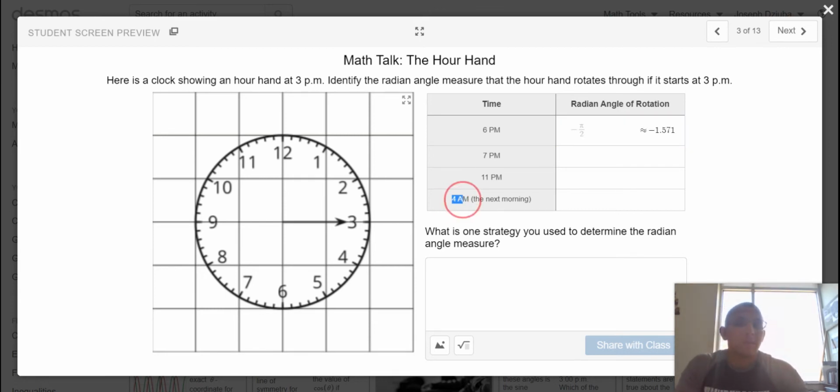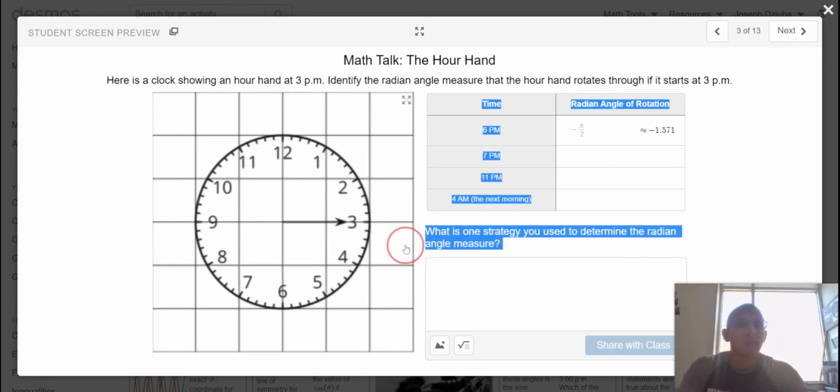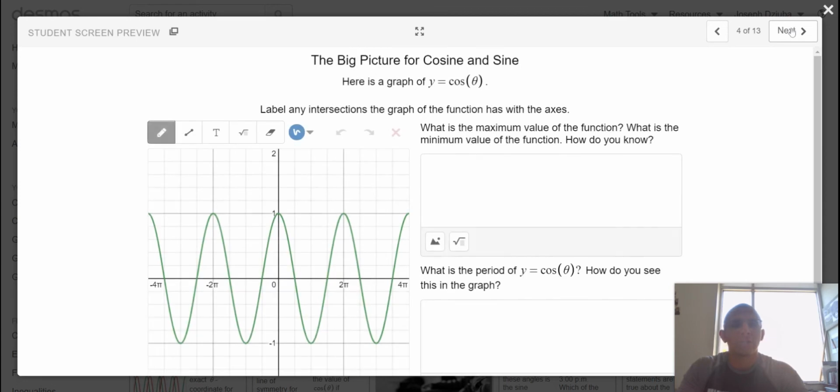Quick hint here: if we are rotating a full 24 hours, or actually, sorry, we're doing 12 hours because we started at 3 p.m. But we started at 3 p.m., so that'd be a full 12 hours and 4 a.m. Your angular rotation must be greater than something, but think through that. And then describe your strategy that you used to determine the radian angle measure.